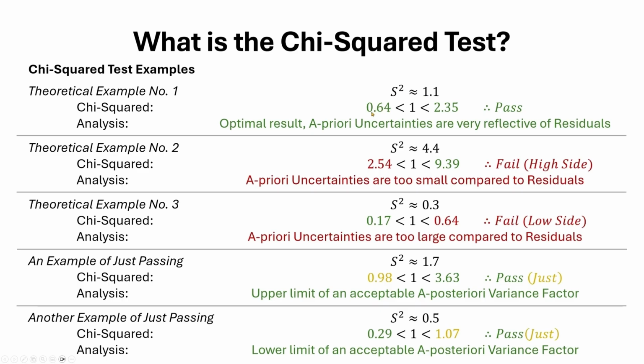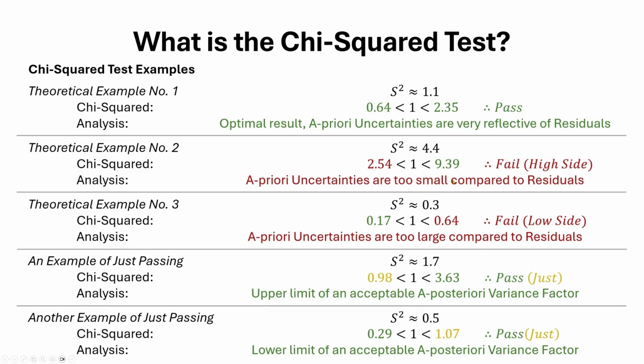So theoretical example number 1, we have an a posteriori variance factor of 1.1. The chi-squared test is 0.64 is less than 1 is less than 2.35. That's a pass. Optimal result. Our a priori uncertainties are very reflective of our residuals. Excellent. Theoretical example number 2, that was the 4.4. That'll look something like this. 2.54 is less than 1. No, it's not. That's a fail on the high side. A priori uncertainties are too small compared to the residuals.